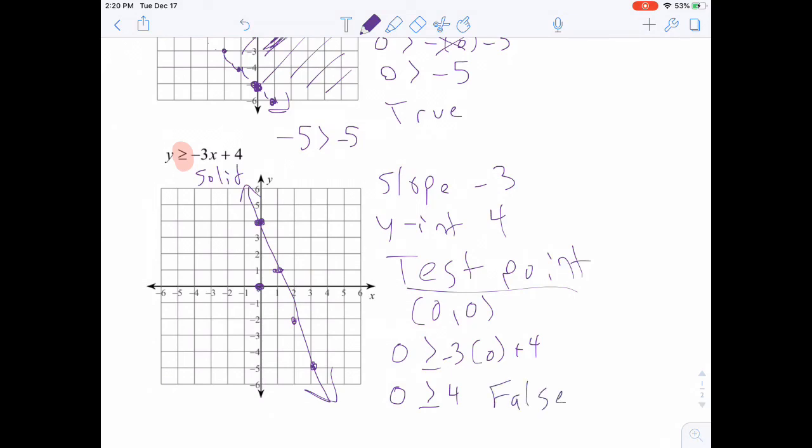So I do not include 0, 0 in my solution set. I shade away from 0, 0. So here all the points not containing 0, 0, in this case on the right-hand side, will be in my solution set. I'm going to label that with an S.